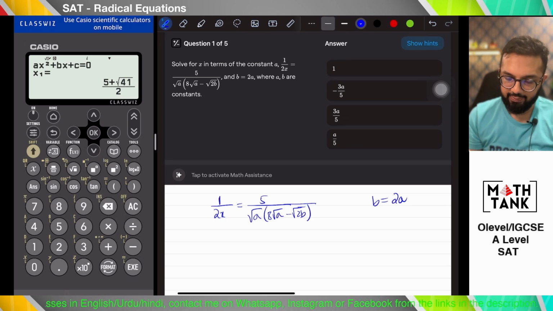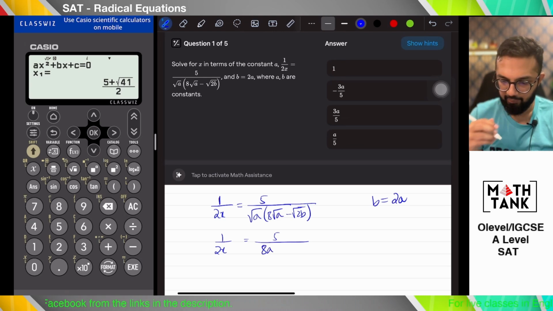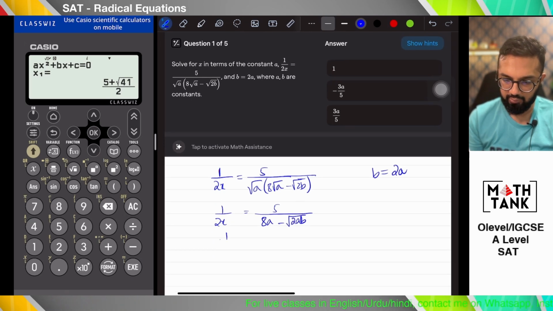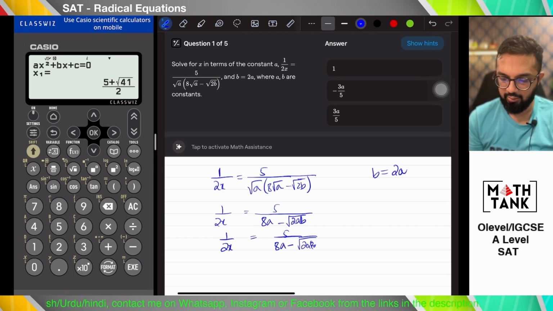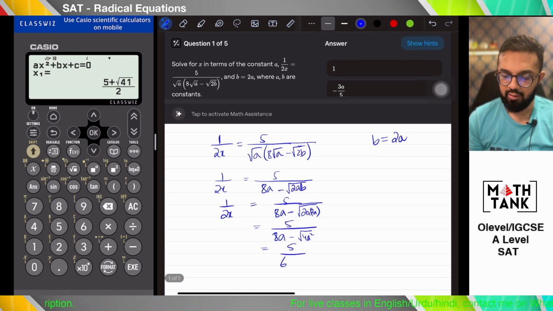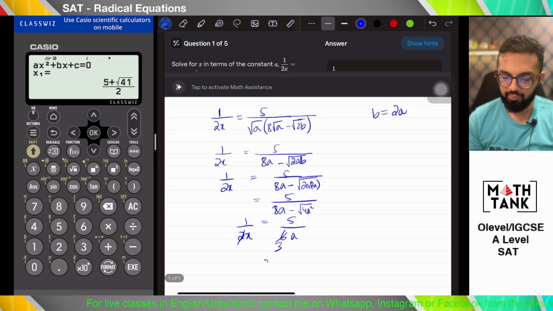Okay, solve for x. So first replace, that gives me 8A minus root of 2AB. 8A minus root of 2A and 2A and another 2A, 4A squared. What's the root of 4A squared? It's 2A. So it's 5 over 6A equals 1 over 2x. 2 and 3. And then taking reciprocals.